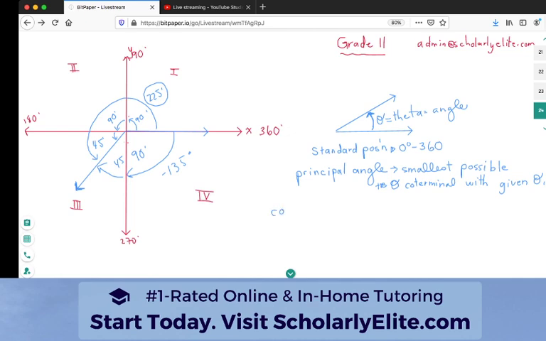So coterminal, I'm just going to write it as look the same. It doesn't mean that they are the same. They just look the same. Terminal ray ends at same location. Hope you guys can read my writing. Okay guys, so we've got our coterminal angles, thetas, and then we also have reference angles.